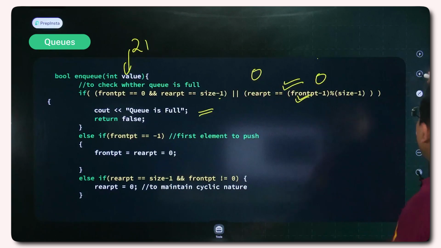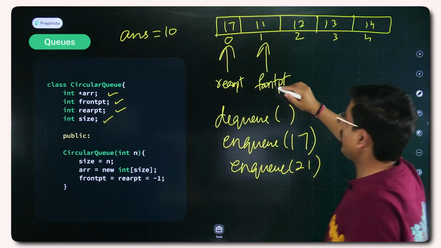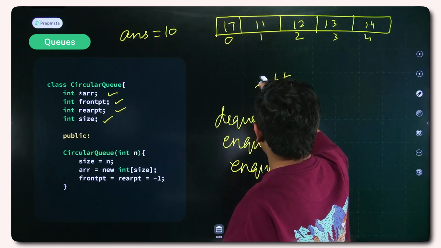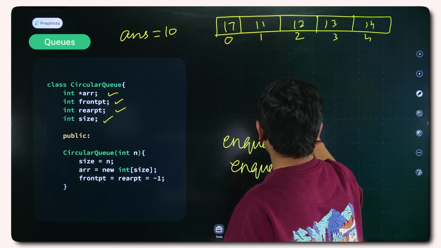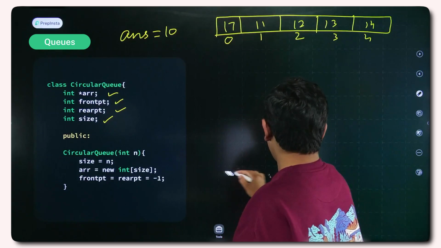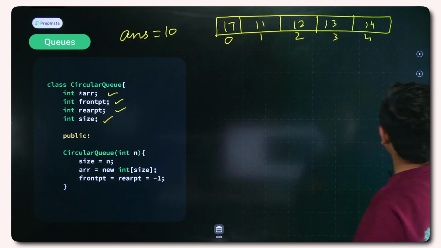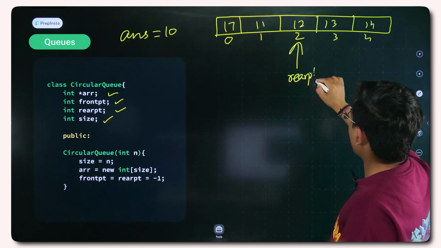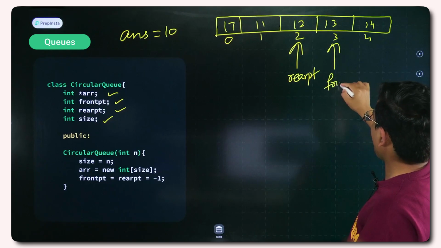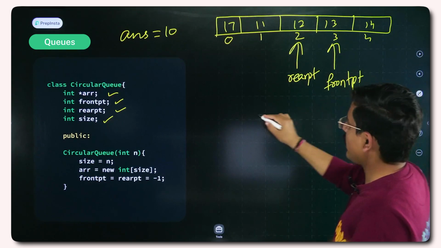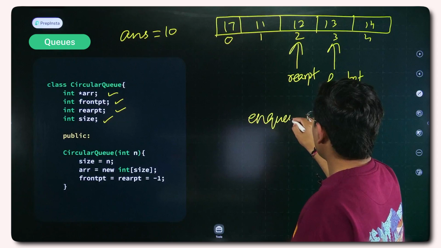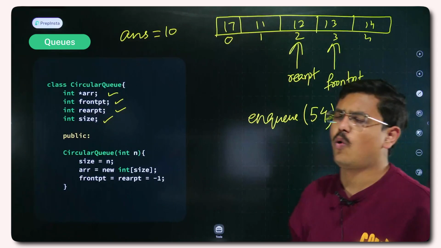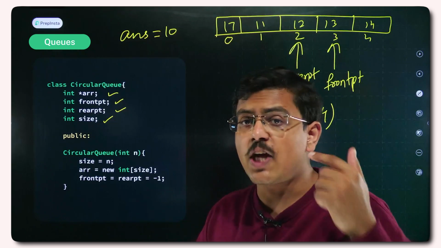Let's take one more example. Imagine that you had your rear PT and front PT. I am removing all this. And let's imagine that your rear PT would have been here, and your front PT would have been here. If this were the case and you try to enqueue a value which is 54, can you enqueue this? No, this is full. But how do you check it?